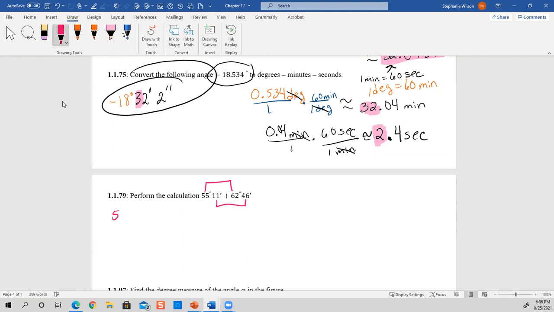So I'm going to take my 55 degrees and add it to the 62 degrees, and it's going to give me 117 degrees. I'm going to take my 11 minutes and add it to my 46 minutes, and it's going to give me 57 minutes. Now I got my new answer, so y'all double check, make sure you agree with me. I think we did this one right.